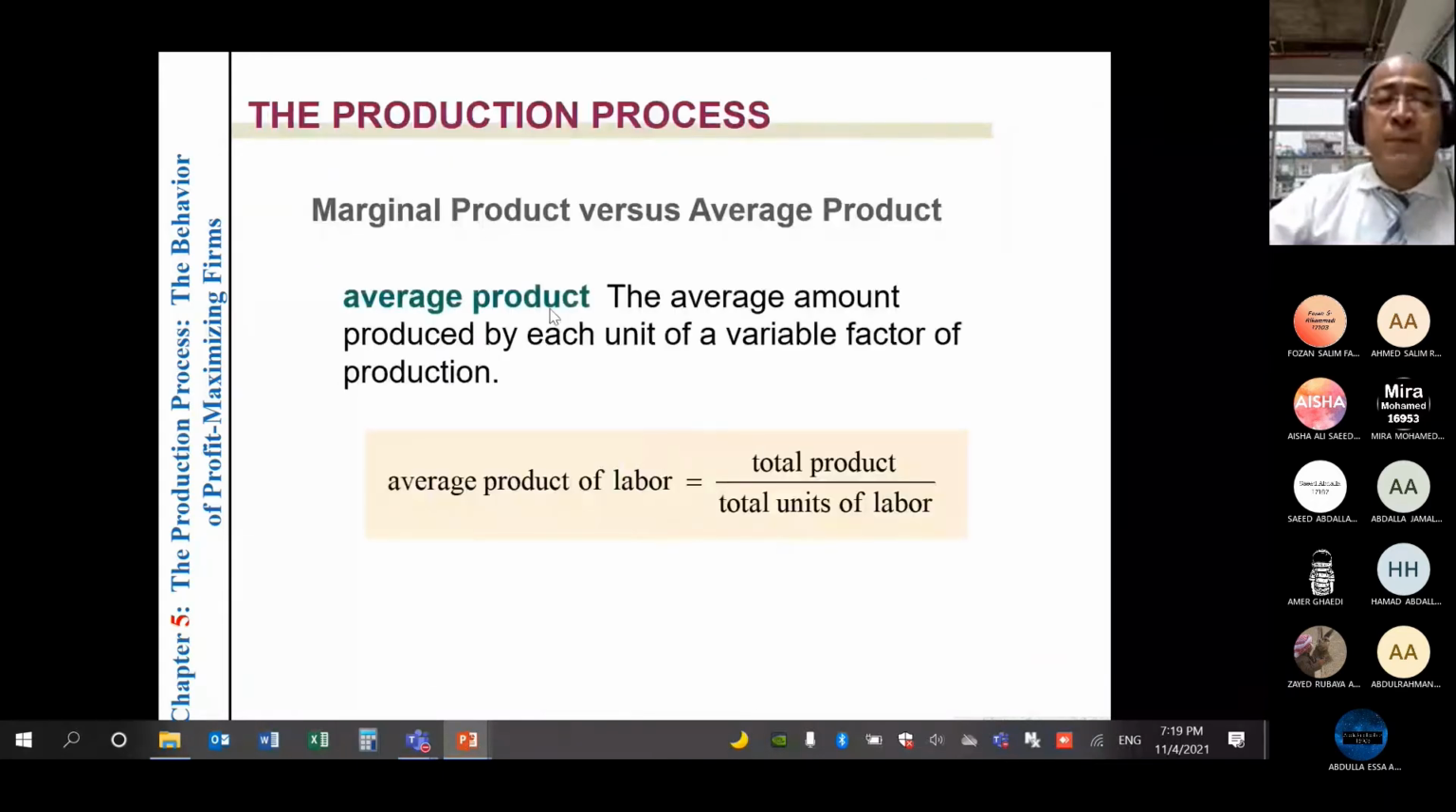What is average product? Average product equals total product divided by labor units. So let's say 25 divided by 2 equals 12.5. So this is the productivity per worker on average.